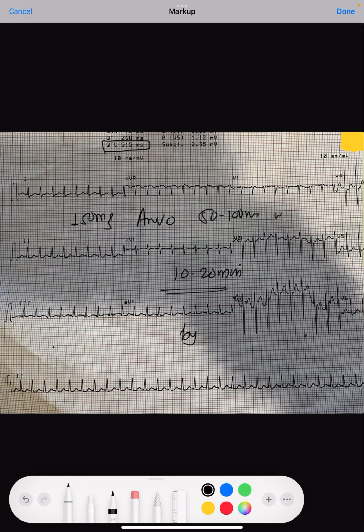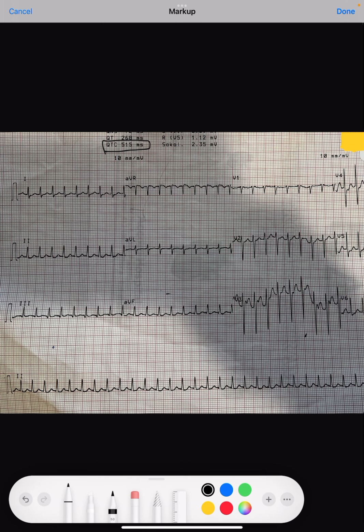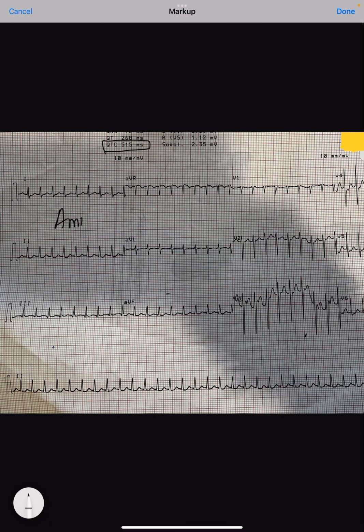Now the problem with amiodarone and diltiazem is that both can precipitate hypotension. Both diltiazem and amiodarone can cause significant hypotension, whereas adenosine usually never causes hypotension. So diltiazem and amiodarone can cause hypotension.